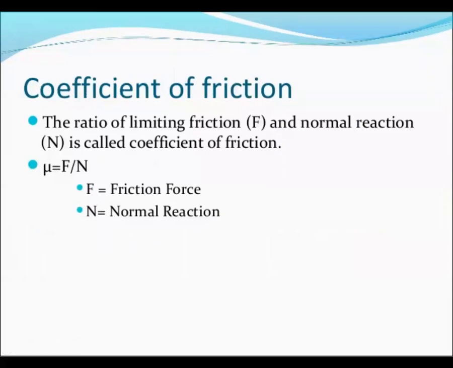Then the coefficient of friction, which is normally denoted by mu. Mu is nothing but the coefficient of friction. It is defined as the ratio of limiting friction and normal reaction. So this is one kind of friction, the coefficient of friction definition.